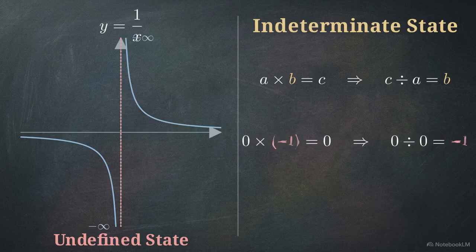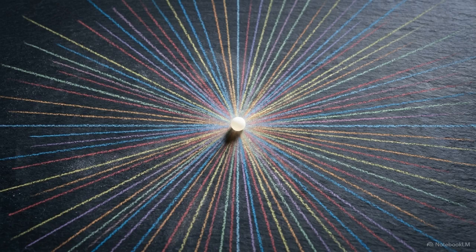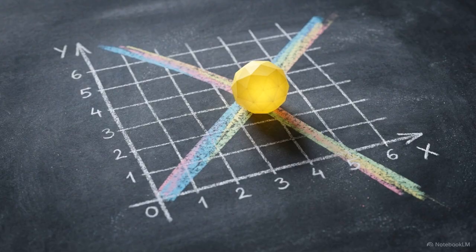Similarly, 0 times -1 equals 0. In this framework, -1 is a valid solution. An indeterminate form represents a state possessing an infinite spectrum of valid mathematical solutions. Limit calculus isolates the single correct answer required by the specific geometry of the function.